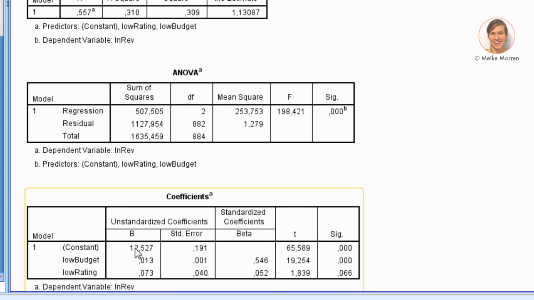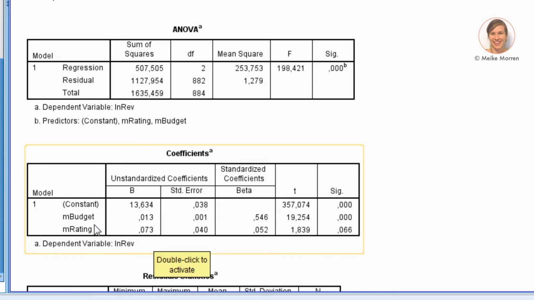The intercept now represents the mean log revenue for a hypothetical movie with the lowest budget possible, $2 million, and the lowest rating, which is the 1.6 rating. So if you subtract the number, that becomes 0.